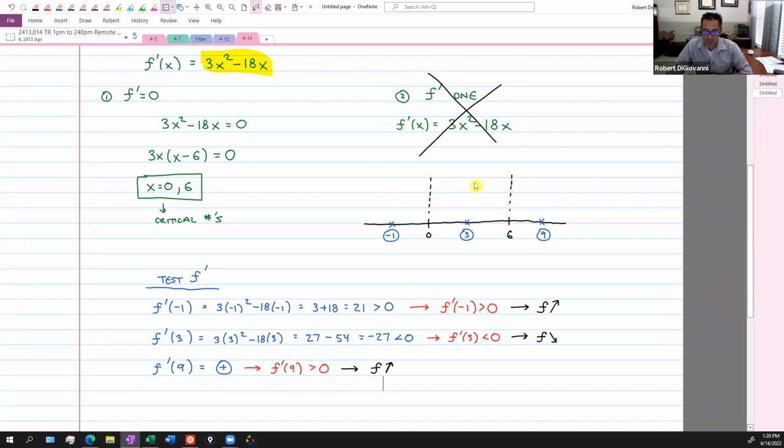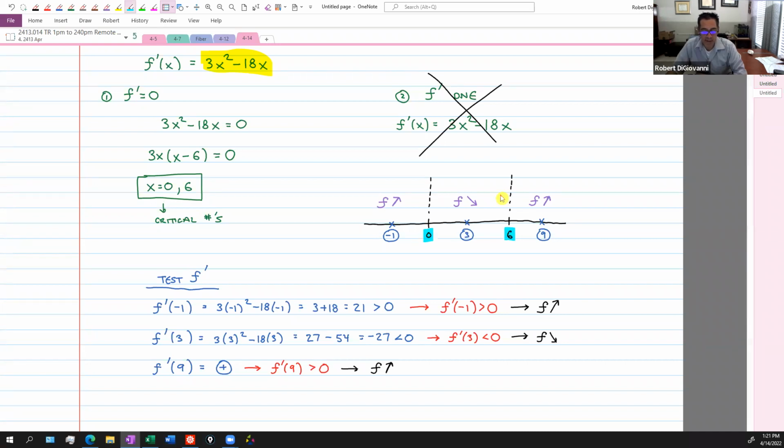So I'm going to come back up to the little number line that I have here. I'm going to put something up here so you can see it. What I know is that to the left of 0, my original function is going up. Then between 0 and 6, my original function is going down. And then my original function is going up. So it goes up, then down, and then back up. I also know that 0 and 6 were critical numbers.